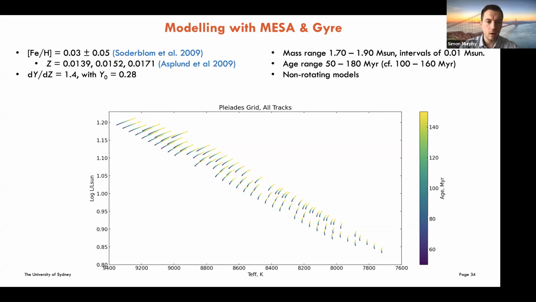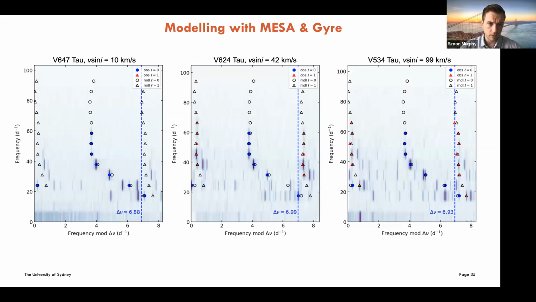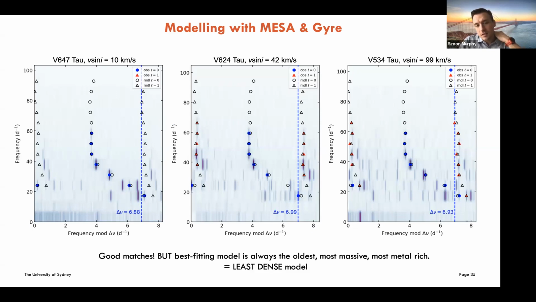So there are all of the evolutionary tracks that were used to try and model these stars, and here are the results. The model frequencies here are plotted as open symbols. And I think that's a pretty good match, even if I say so myself. So you get good matches, but the best fitting model is always the oldest and the most massive and the most metal rich that is available for that star, right?